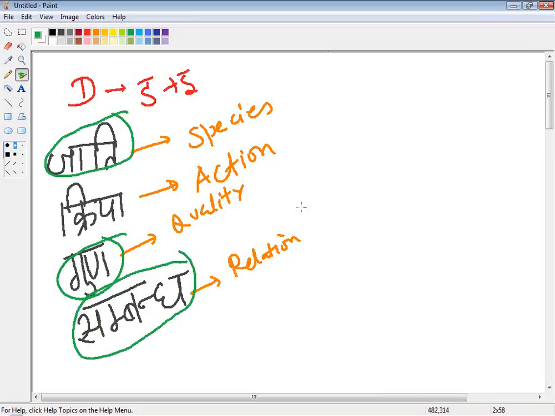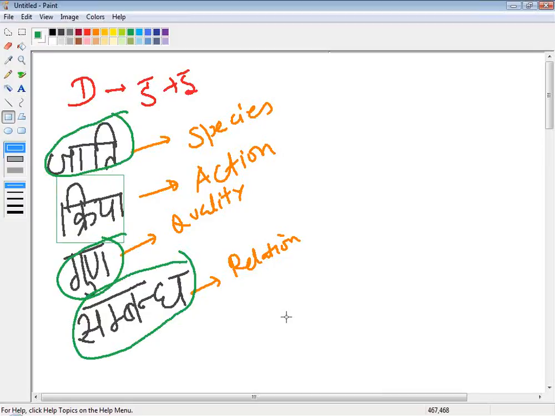Then, what does it leave us with? Who is the only odd man out? The only odd one out is our kriya. Okay? That's the only odd one out. What is kriya? Kriya, as I said, is an action. Alright? What is an action?